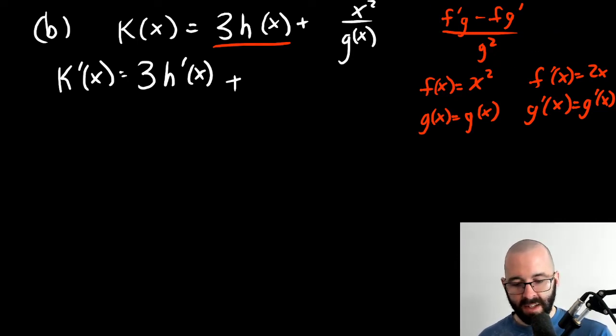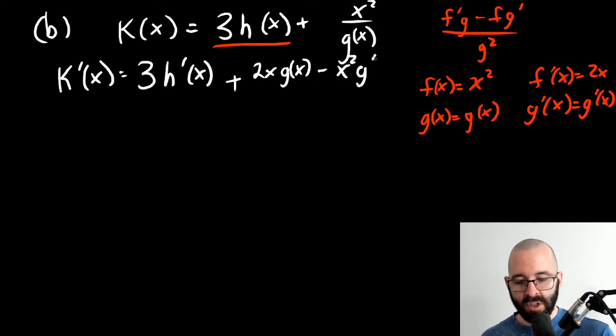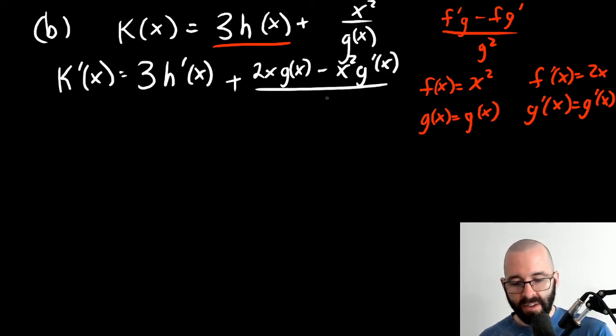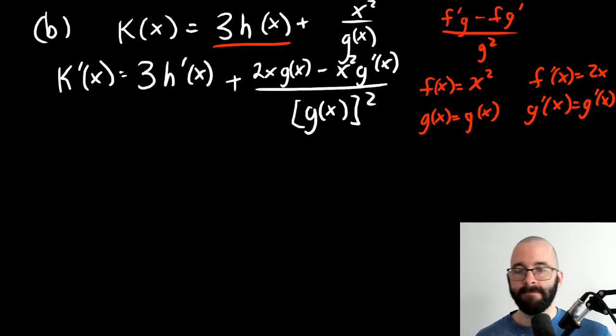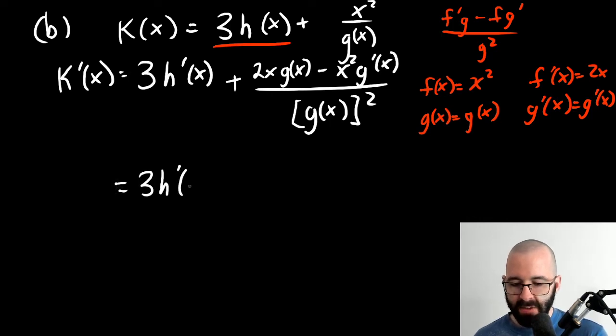F prime, that's 2x, times g, which is just g of x, minus f, which is x squared, times g prime, which is g prime of x, all divided by g of x squared. And we can factor a little bit, but there's really not much that we can do here. It's going to be 3h prime of x.